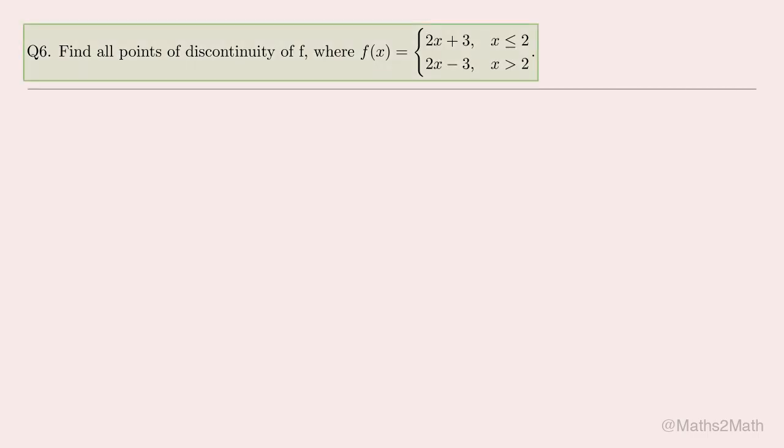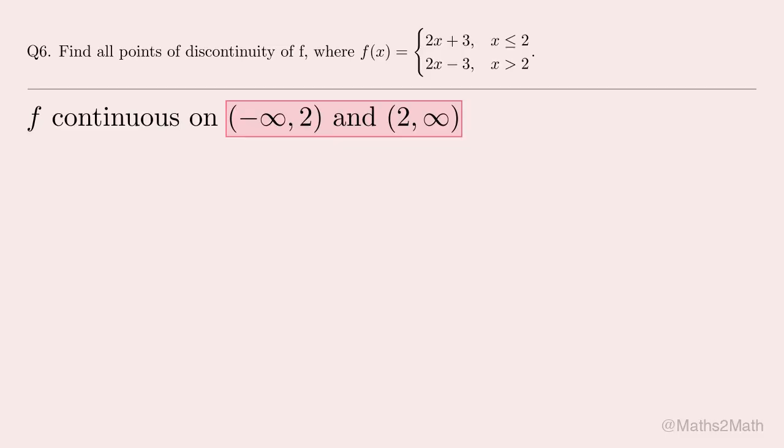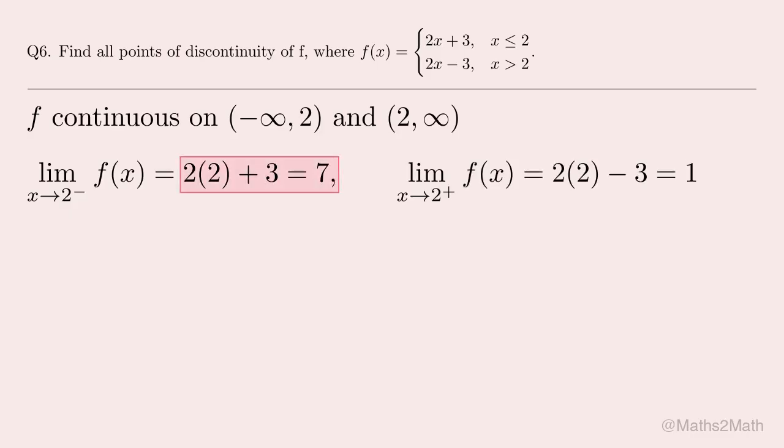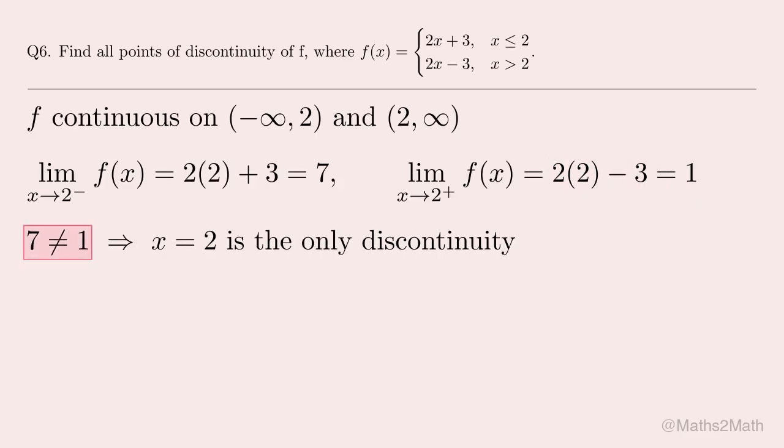Question 6. 2 linear pieces meeting at x equals 2, we must find every point where f fails to be continuous. Each piece is a polynomial, continuous on its open stretch, so only the junction can misbehave. For x below 2 and for x above 2, f agrees with a polynomial, hence is continuous there. At the junction, left limit from 2x plus 3, right limit from 2x minus 3. 7 is not 1, so x equals 2 is the only point of discontinuity.